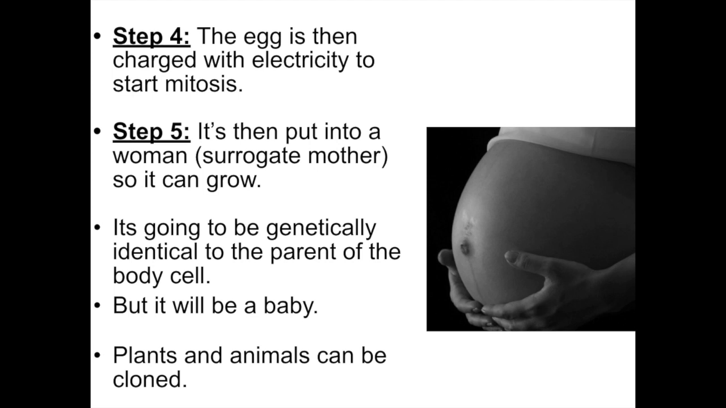Once cell division starts happening, they take that egg and they put it into a surrogate mother, into a woman that will allow the baby to grow inside her. And then when the baby is born, you have your clone. Now, humans have not been cloned, but this process has been. Now, the process of having a surrogate mother or woman grow another person's child, that does happen, but not in the context of cloning. Not yet, anyways.